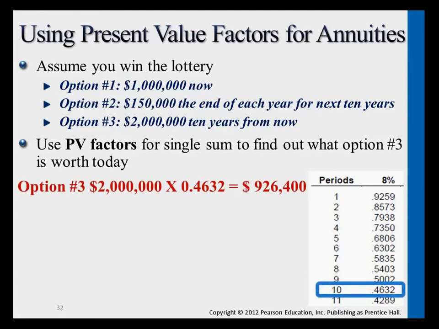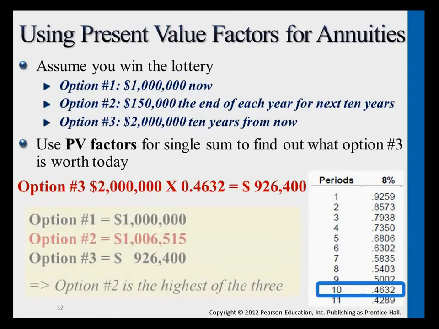Option 3. Option 3 is our present value factors table, right? What we're going to do is take that 2 million multiplied by whatever factor we find, and now we see it's $926,400. Okay? So you're right. Option 2 is the one that we want to go with.